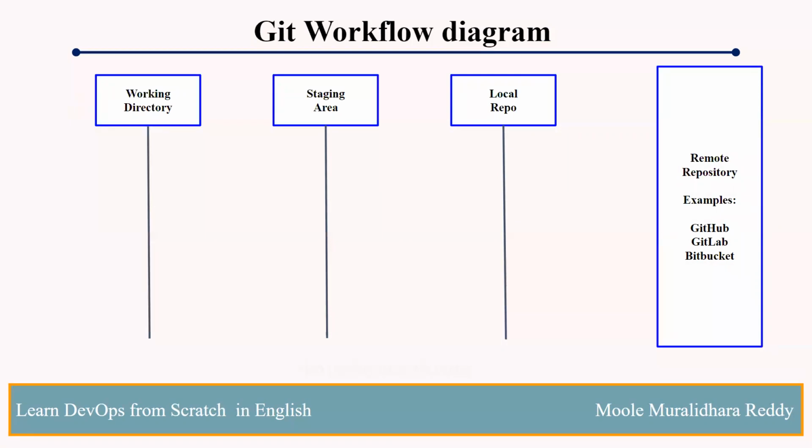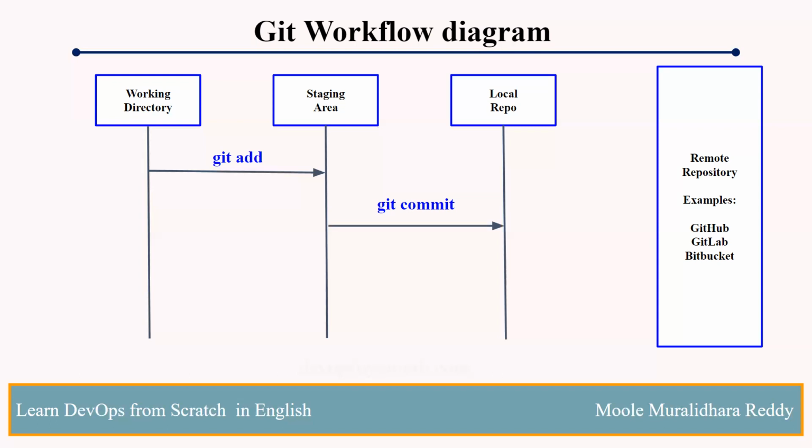When we create a file in our local, first it is available in the working directory. From the working directory, you have to move to the staging area. You have to use the git add command. Using the git add command, you will be moved from the working directory to the staging area. From the staging area to local, you have to use the git commit command. Using the git commit command, you will be moved from the staging area to the local repository. Remember, staging area and index area are both the same.